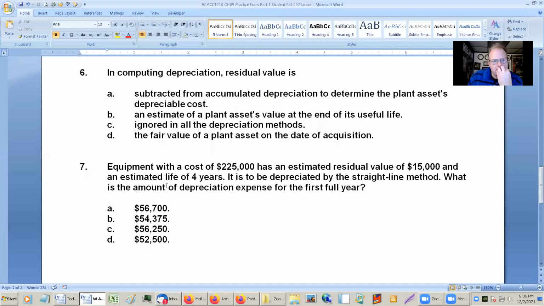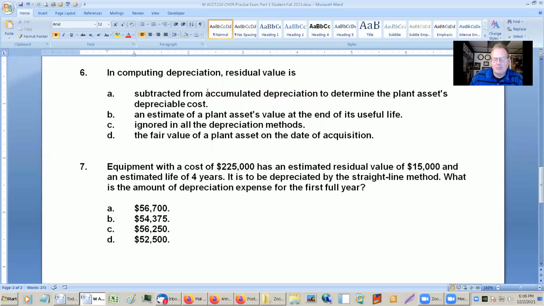In computing depreciation, residual value is subtracted from accumulated depreciation to determine the plant's asset. An estimate of plant's asset value at the end of its useful life. Ignore all the fair value. I think it's A. Nope. No, residual value is subtracted from accumulated depreciation. The thing about we add it to the accumulated.